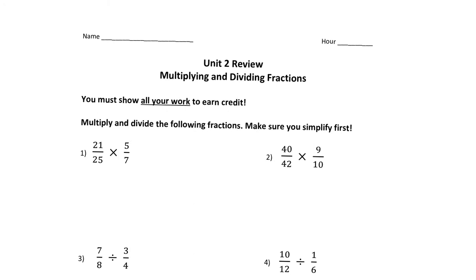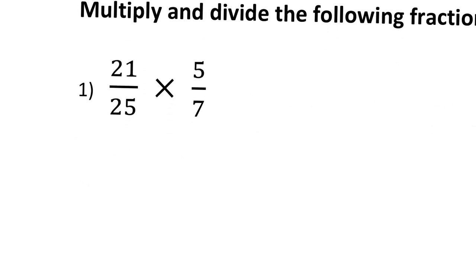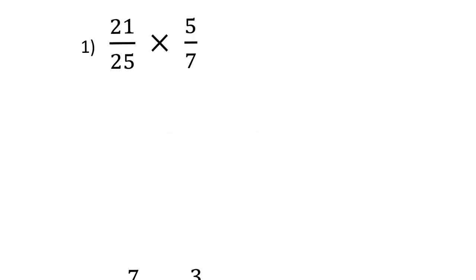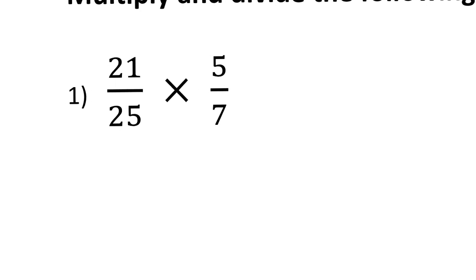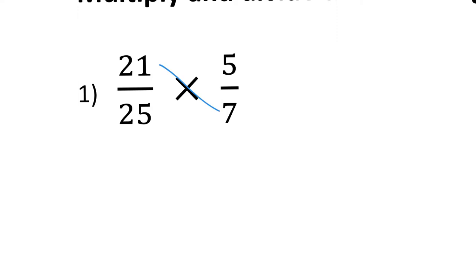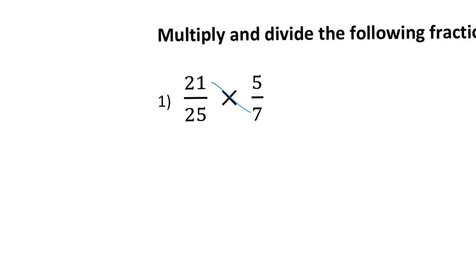For tomorrow. So we're going to multiply and divide the following fractions, making sure we simplify first. So let's look at our first one over here. All right, so I have 21 25ths times 5 sevenths. So let's go ahead and look at our diagonal pieces of 21 and 7. All right, thinking of what goes into those numbers. Well, remember, factors are what goes into a number. So when I think of the number 7, I know that 1 times 7 is 7. 2, no, 3, no. So these are the only factors that go into 7.